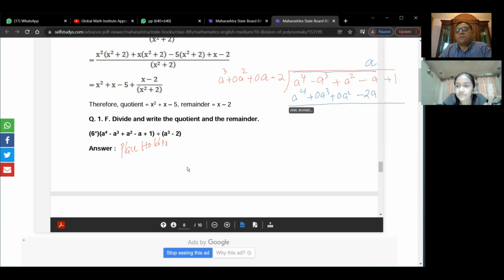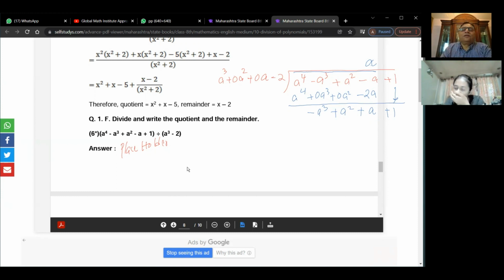Let's take away. So when you take away from minus A cube, you get minus A cube, correct? Here you get plus A square. Here, minus A minus 2A gives me plus A, correct? Plus A. And now let's bring down number 1. So plus 1.